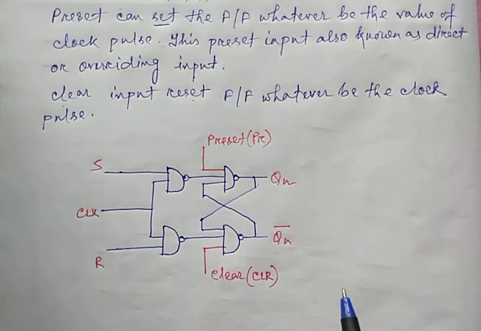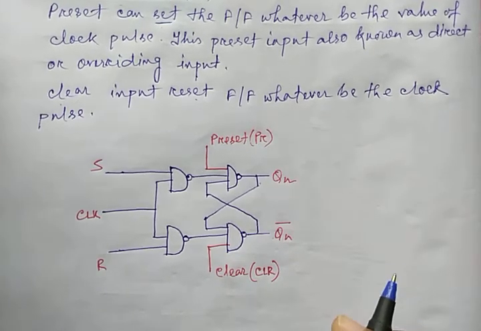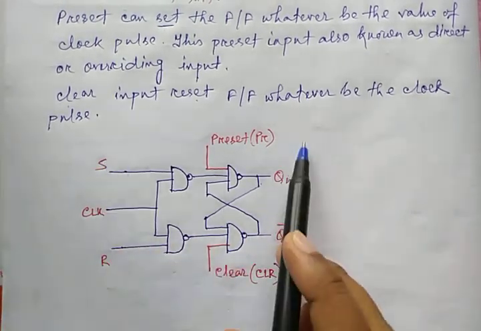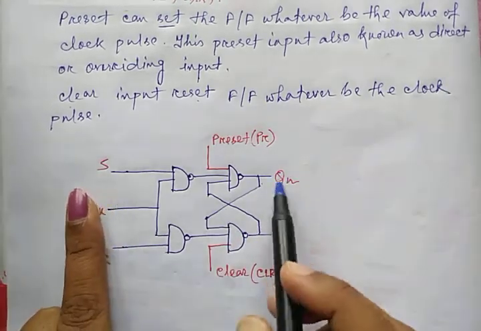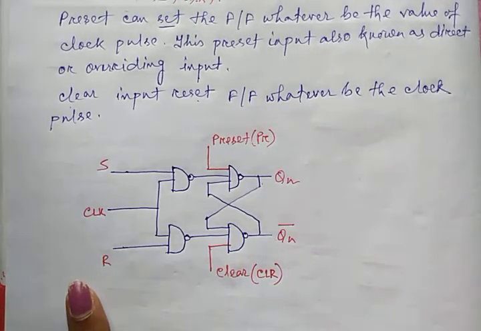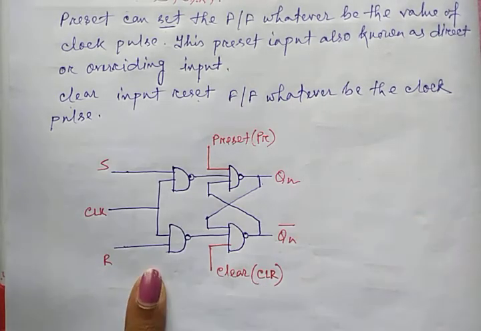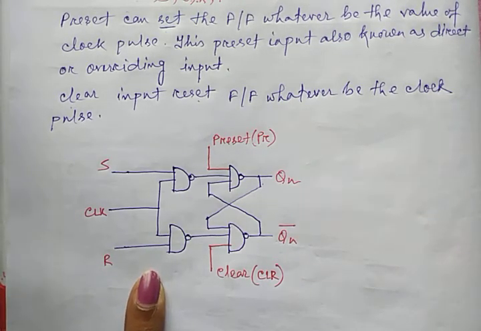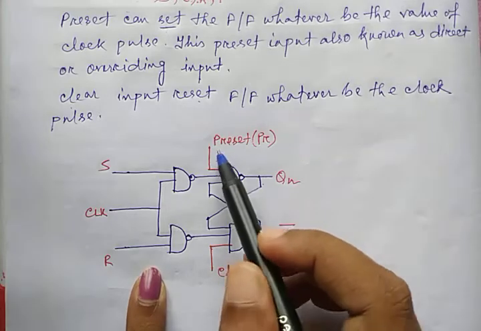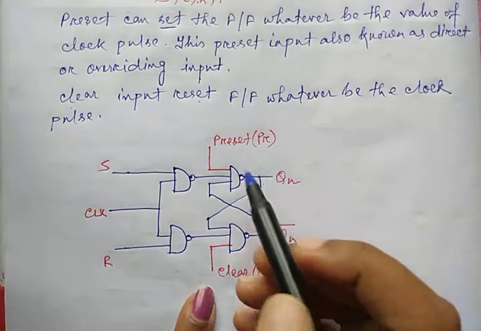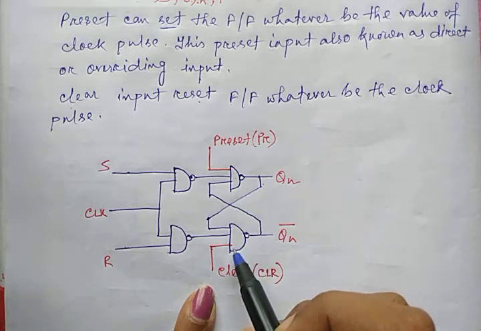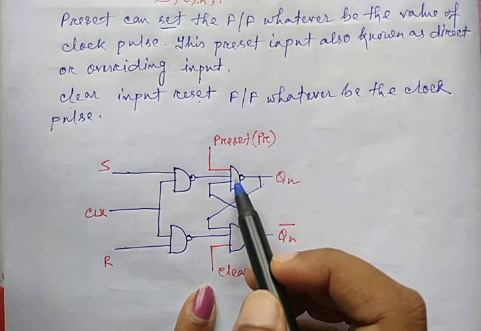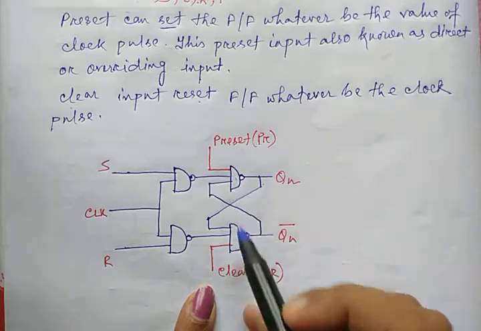Now let us see where preset and clear inputs are applied in a flip-flop. Now this is a flip-flop. Here this is our main diagram of an SR flip-flop using NAND gate. The preset and clear input are extra inputs. They are asynchronous inputs. These inputs are applied in the first two NAND gates of the SR latch.